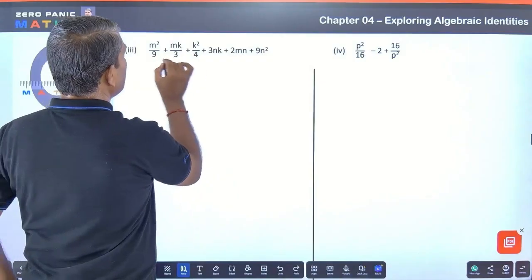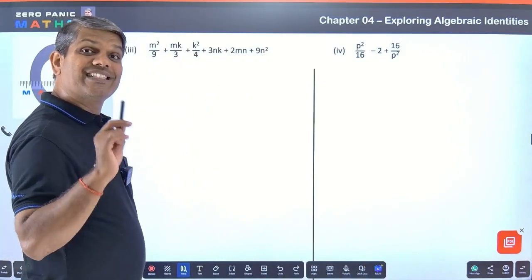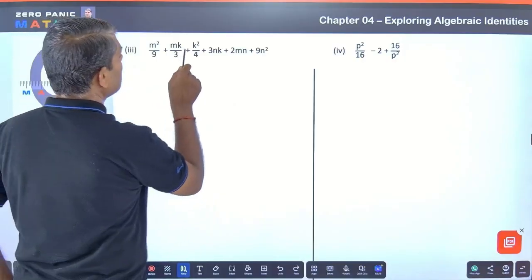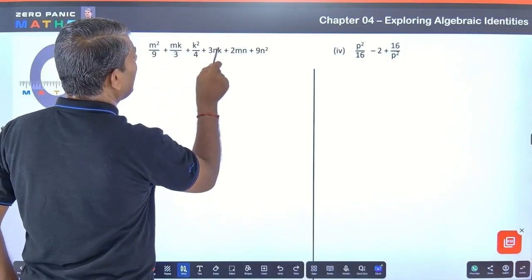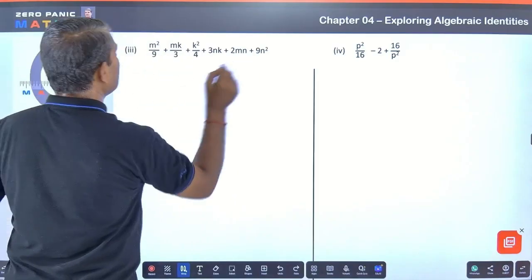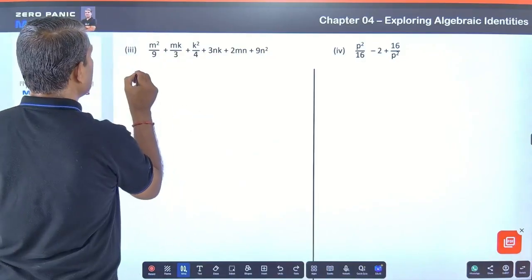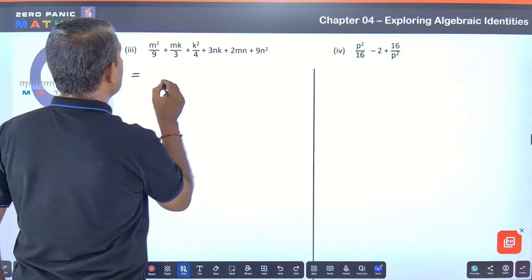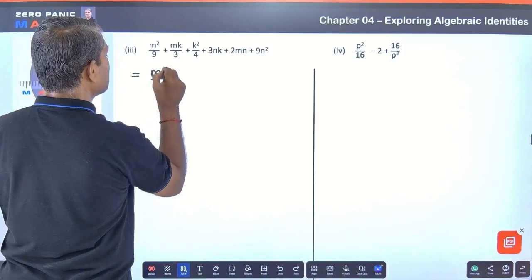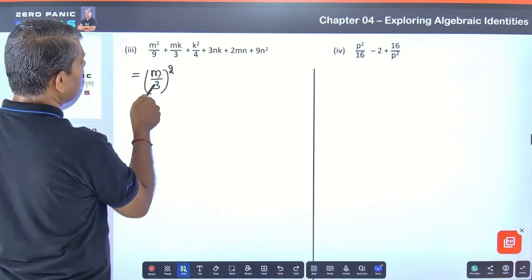The third problem is making use of the identity (a plus b plus c) whole square. There are three terms, three variables you can say, and those are m, k, and n. So let me write this in the expanded version of (a plus b plus c) whole square. And you remember what is (a plus b plus c) whole square? It is a square. Let me write that a square as (m by 3) whole square. So that gives me m square divided by 9.